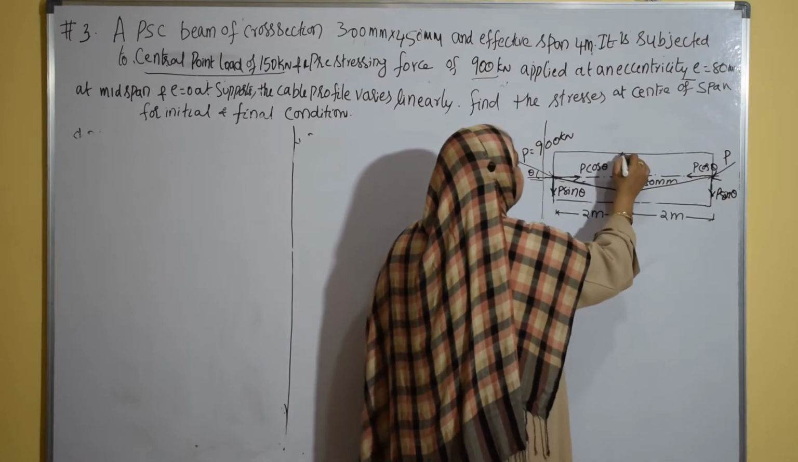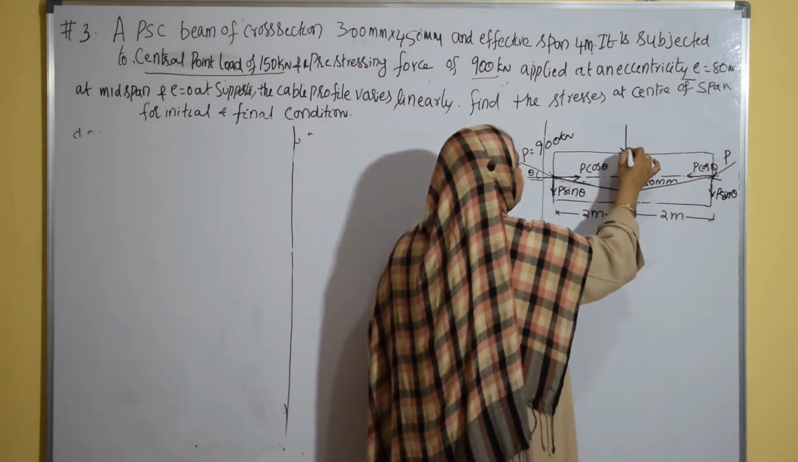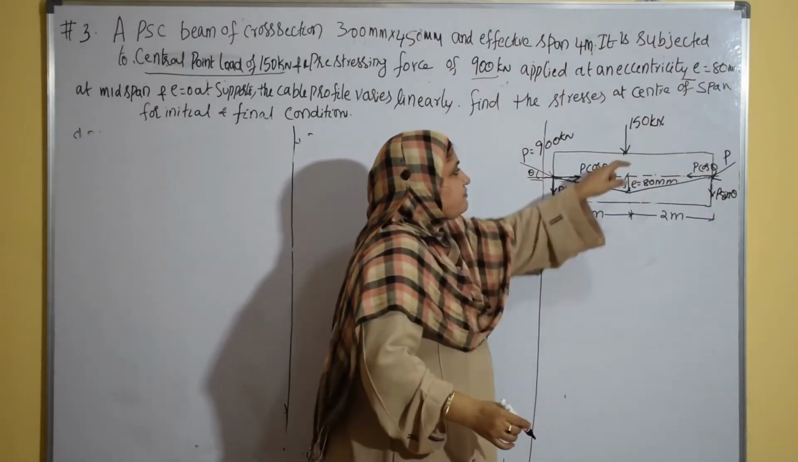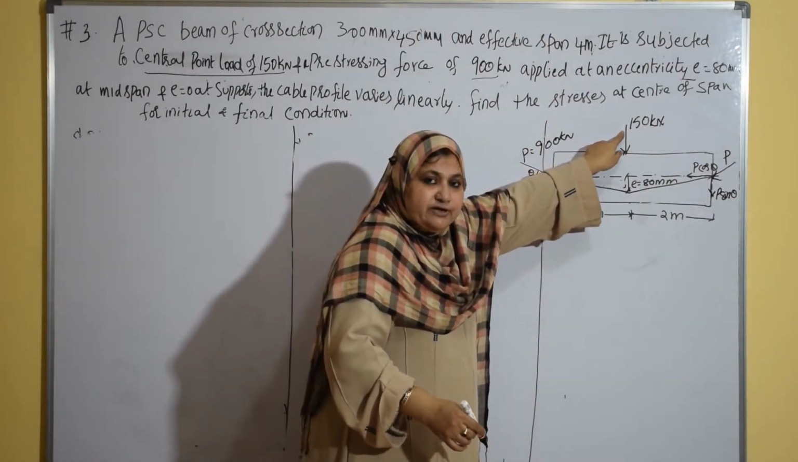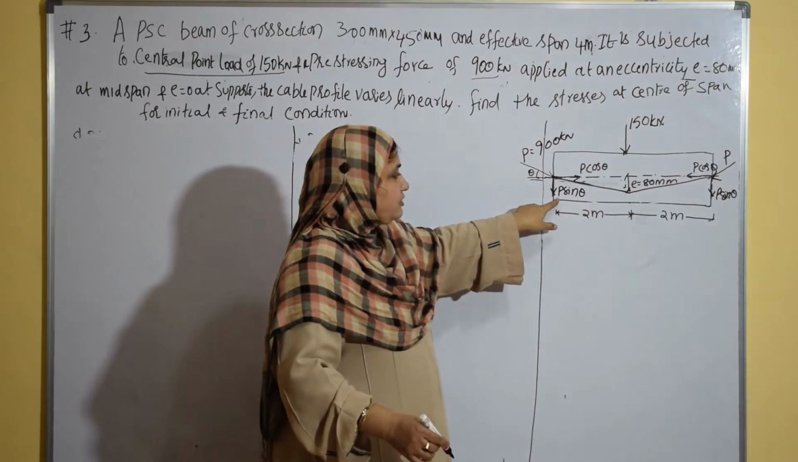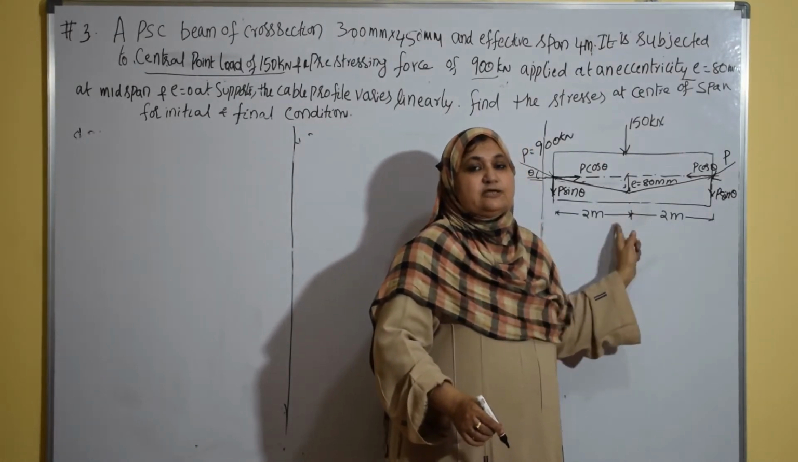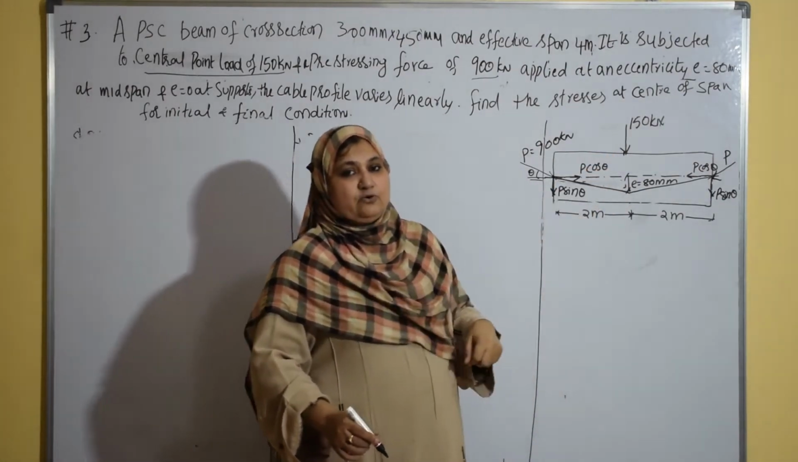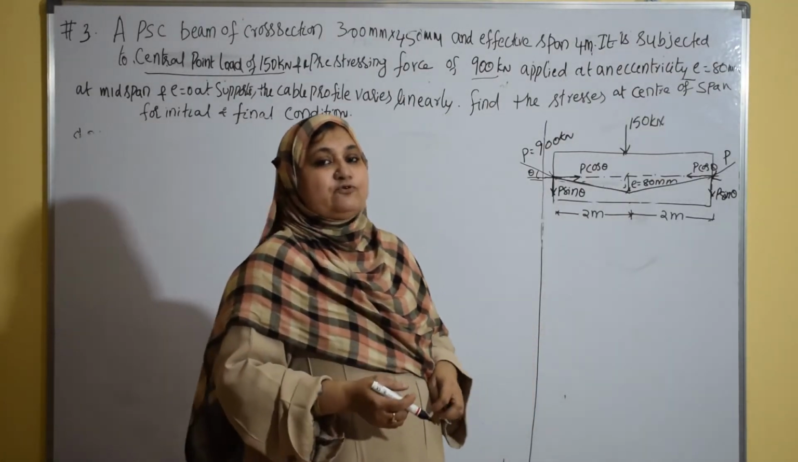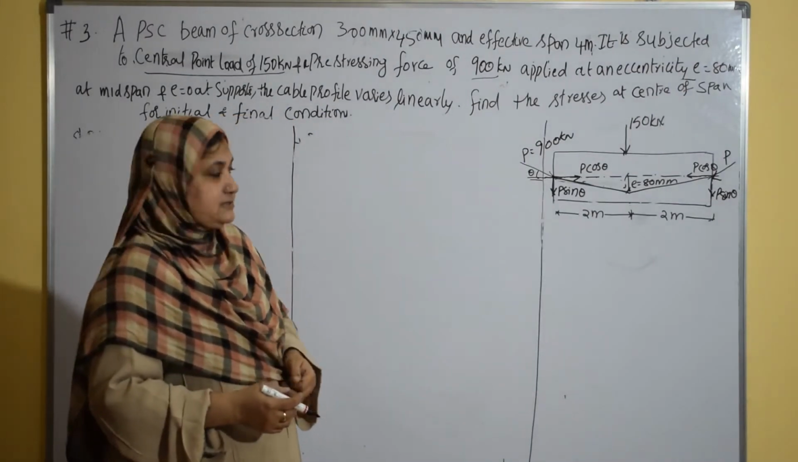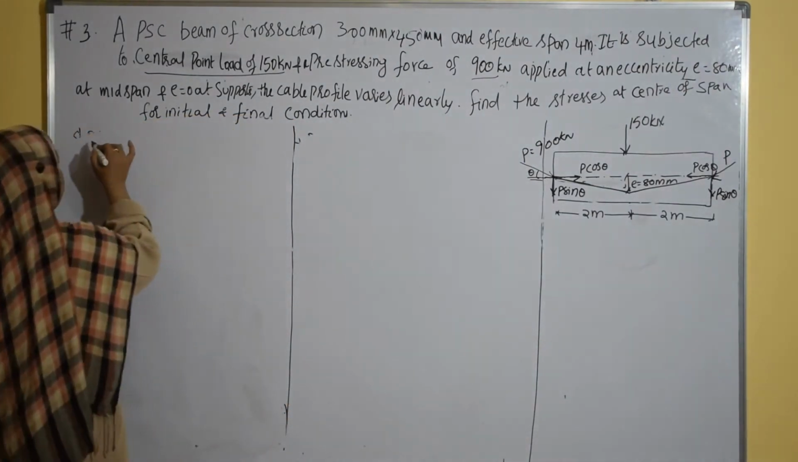Besides this, it has a central point load of 150 kilonewton. So there is a vertical downward load of 150 kilonewton, and there is a downward load of P sin theta on one side and P sin theta on the other side. So there are two P sin thetas acting downwards. So we have to find the net. When we do live loads, we have to take the net downward forces, right? So as usual, I'll move to my steps.